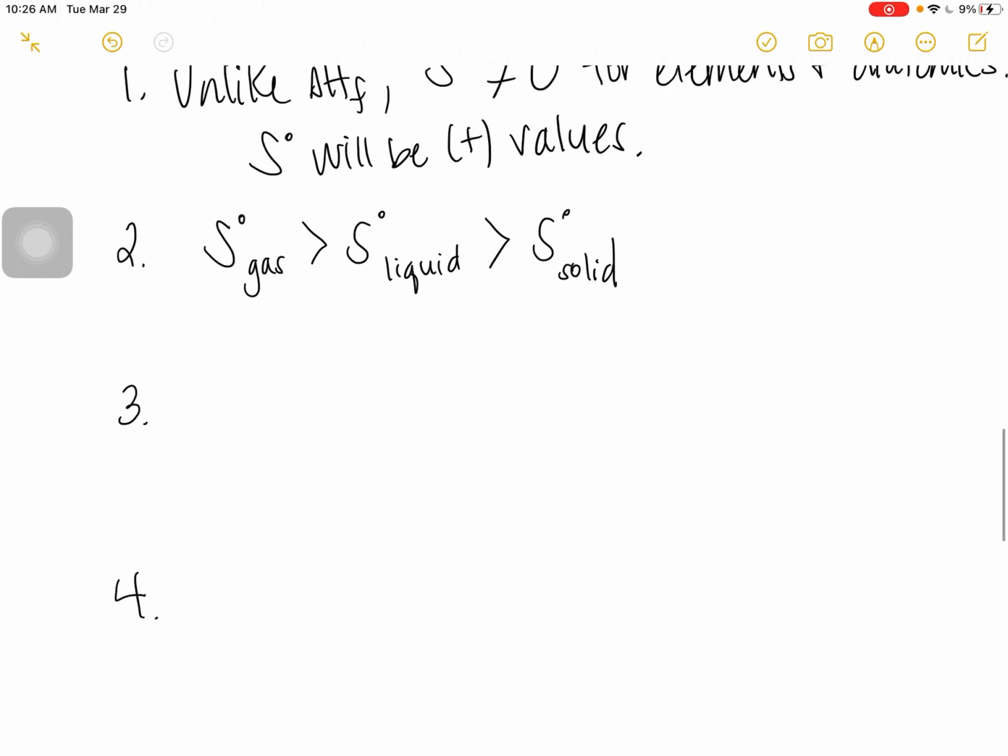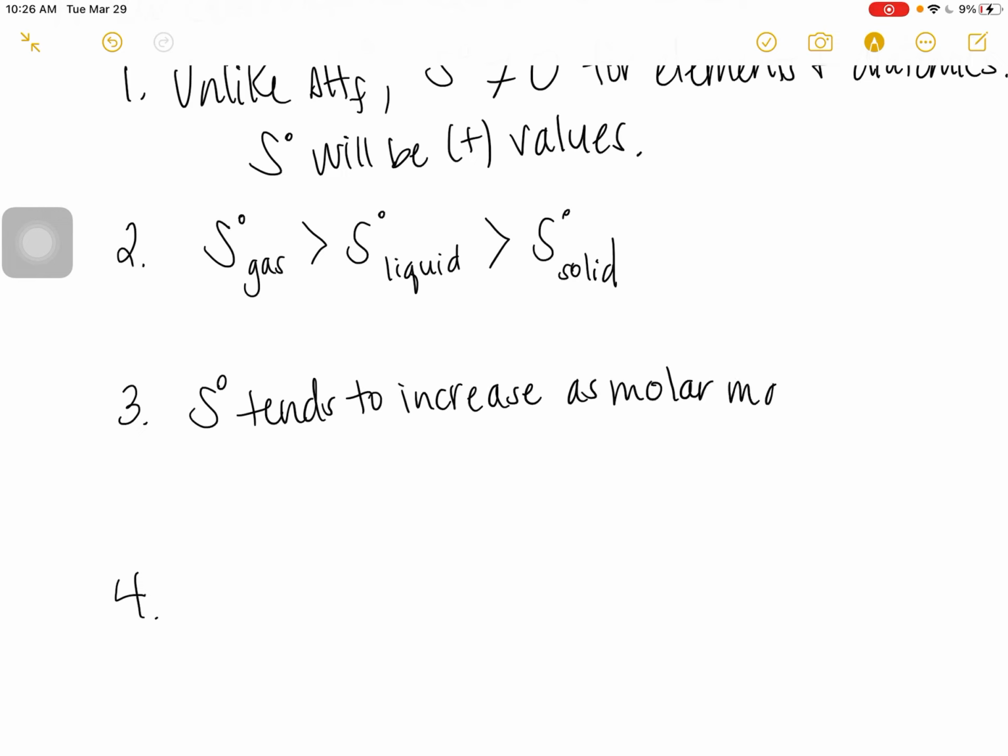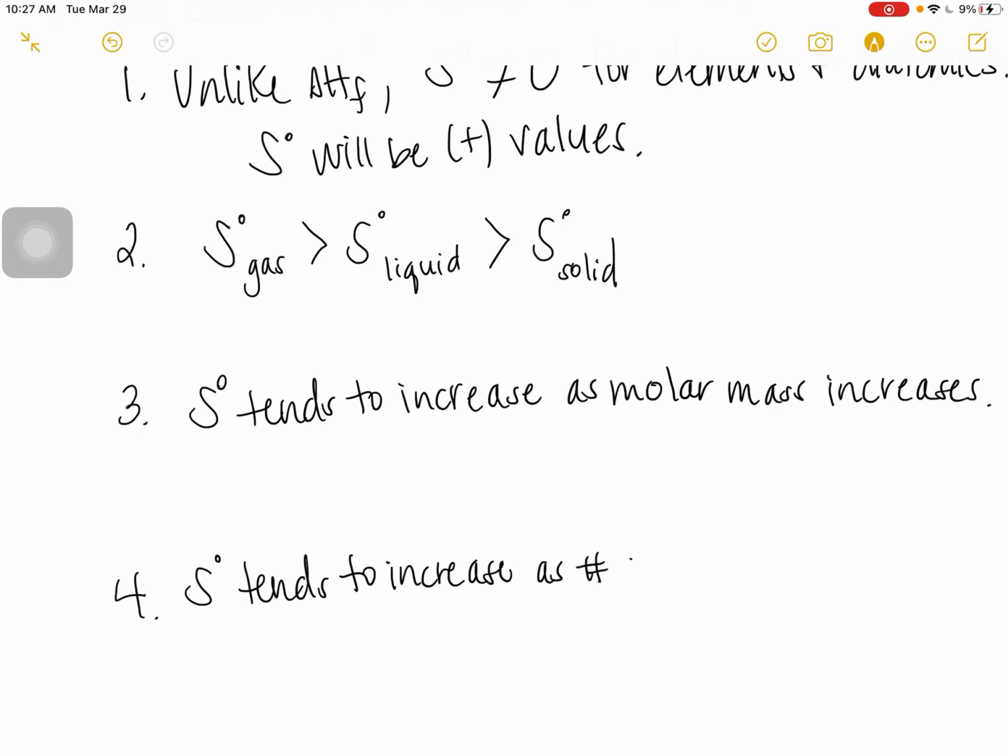A third point and a fourth point, these are kind of tied together, to consider about the entropy value for something, is that entropy tends to increase as molar mass increases. And the fourth one, we'll discuss these together, is that entropy tends to increase as the number of atoms increases.